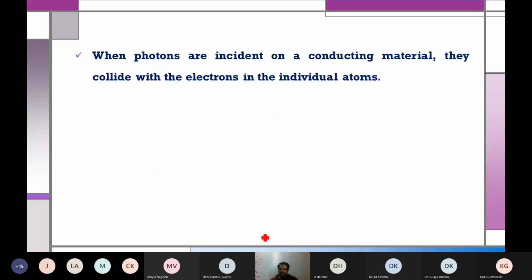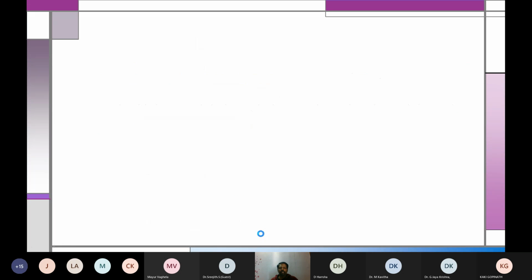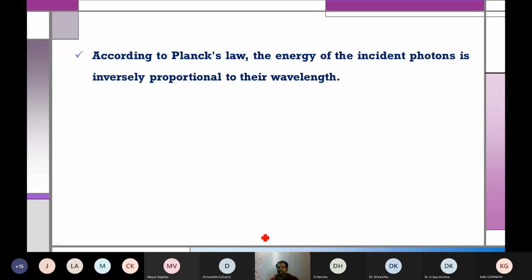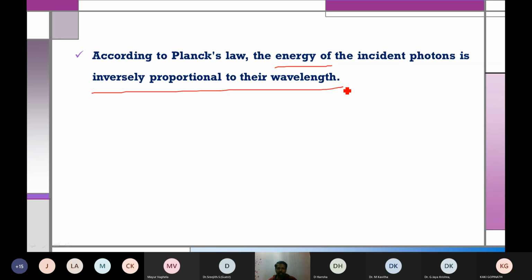Okay, so I'll tell you, as per Planck's law, what he has stated is that the energy of the incident radiation is inversely proportional to wavelength. Energy is inversely proportional to wavelength. That is important. It's not directly, it is inversely proportional to wavelength. That means the radiations with shorter wavelength will have more energy, and the radiations with longer wavelength will have less energy.